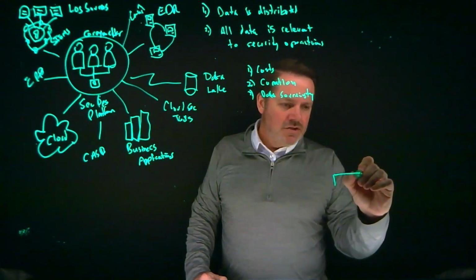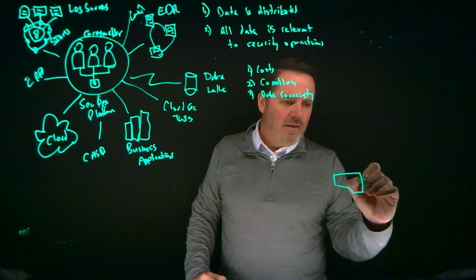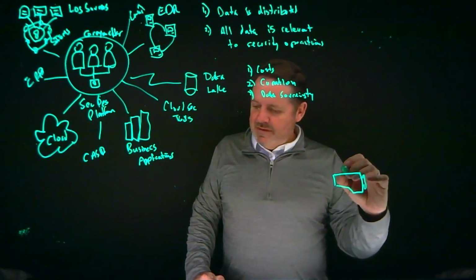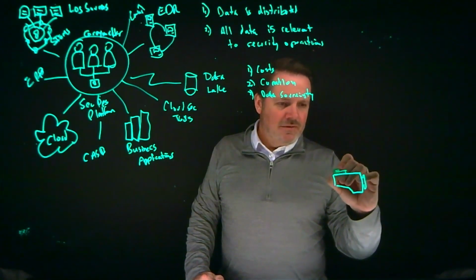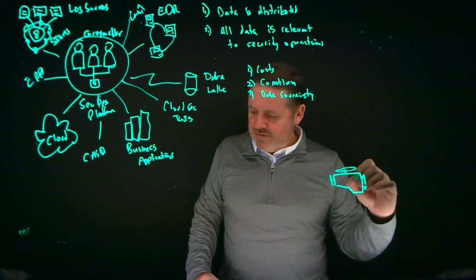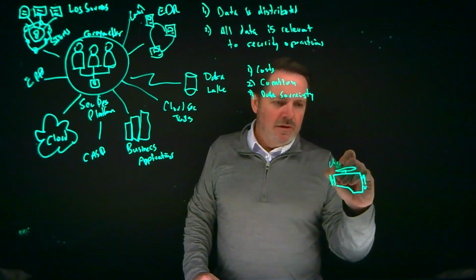So I'm going to try to draw an engine block here. I sometimes do this well, sometimes not so much. Here's the fan belt, et cetera. So this is our universal translator.